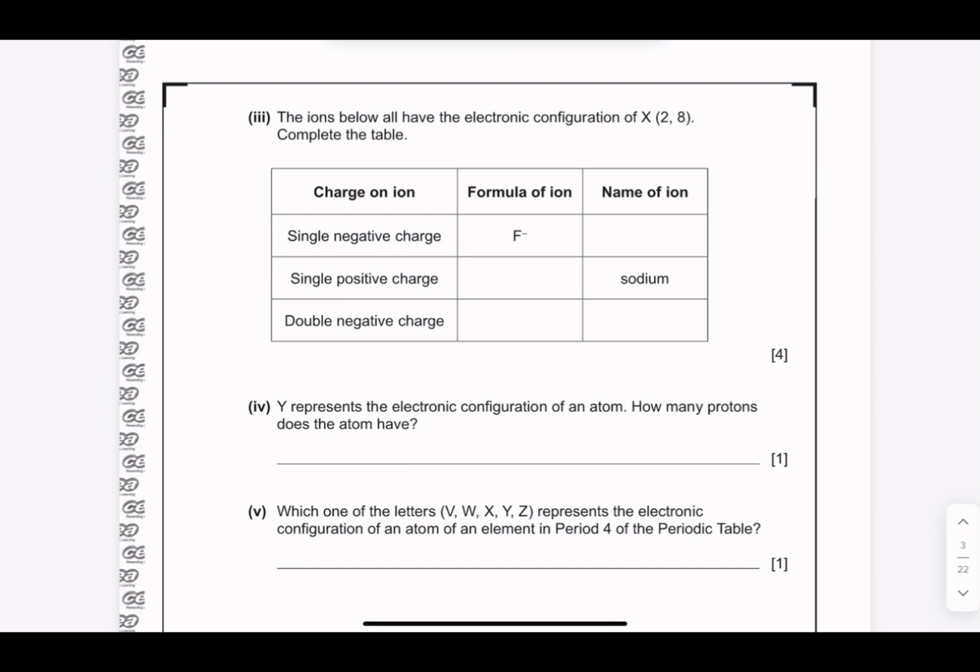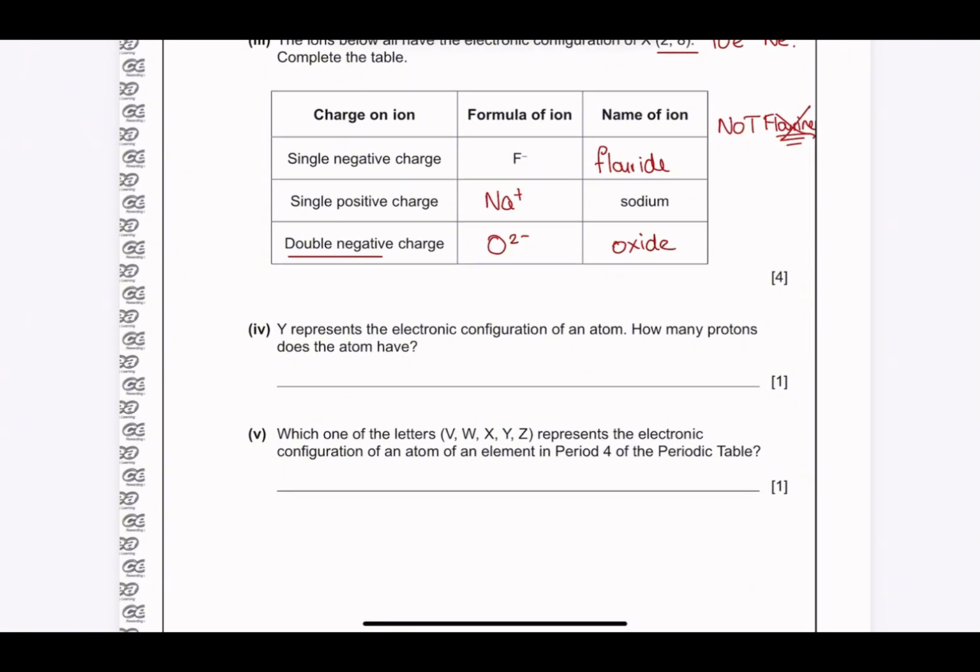Next question is to do with ions. If you look here, this is a fluoride ion, not fluorine. So make sure you don't say fluorine because you get marked wrong there. The next one, single positive charge: sodium is Na+. Double negative charge, so it's 2,8, which means it's got 10 electrons. Look at neon, if we go across, double negative, if we go back the ways, it's meant to have 8 electrons, so it's O2-, so it's an oxide again, not oxygen.